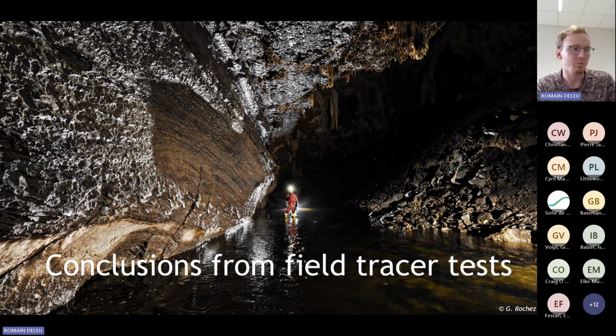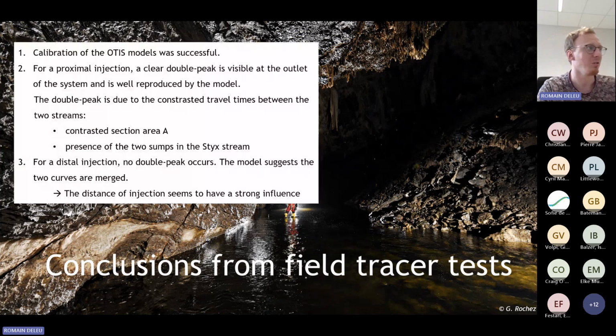So the conclusion from those field tracer tests is that the calibration of the Otis model was successful. For a proximal injection, so for injection close to the system, so injection 3, we have a clear double peak that is visible at the outlet of the system, and it is well reproduced by the model. And the double peak is due to the contrasted travel times between the two streams. This is mainly due to the contrasted section area.